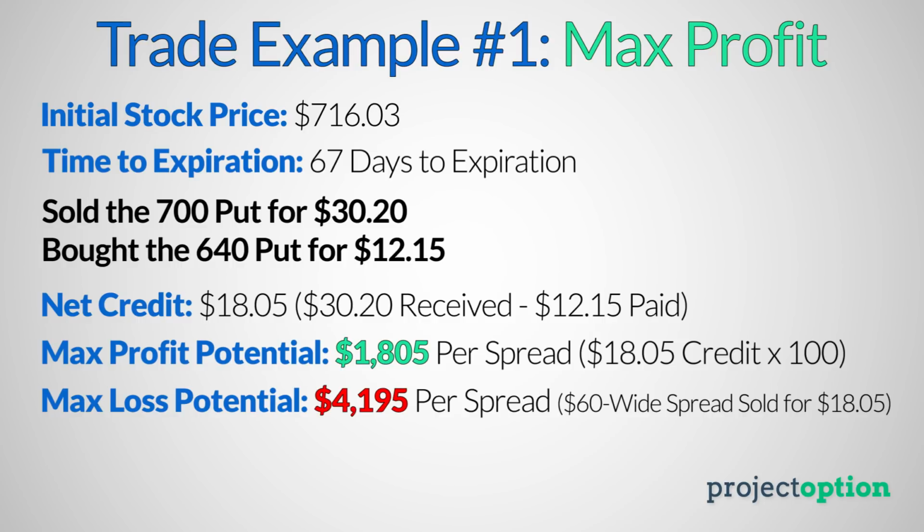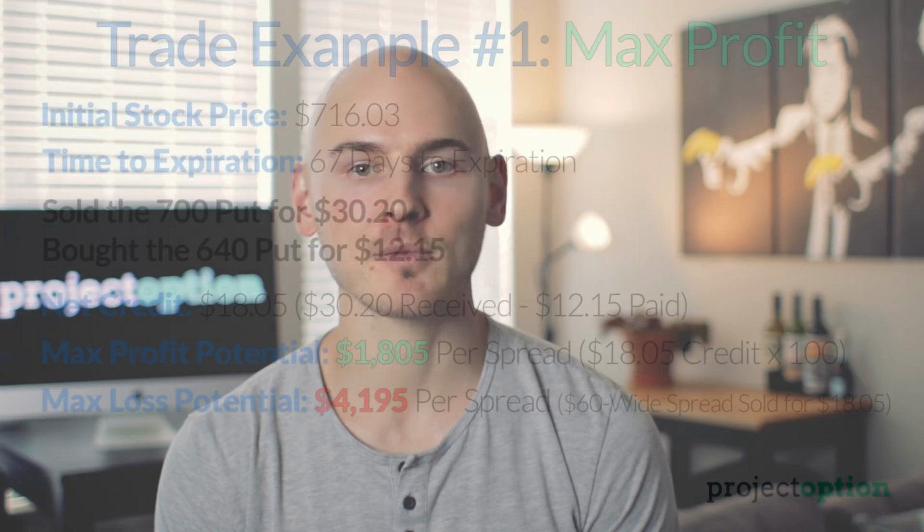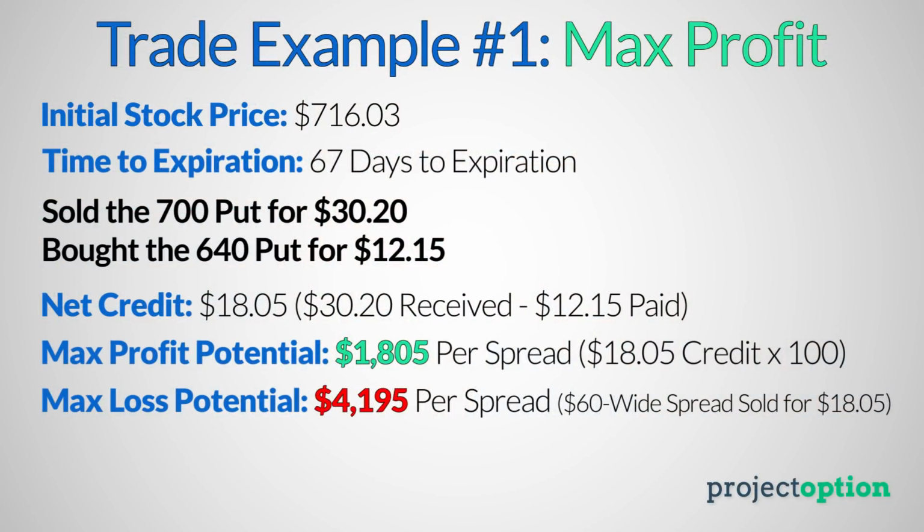The maximum loss potential in this case is $4,195, and that's because the spread width is $60 and I sell the spread initially for $18.05. If I sell a 60-point wide spread for $18.05, the most the spread can increase against me before reaching its spread width of $60 is $41.95. And when I multiply that by the option contract multiplier of 100, I get a maximum loss potential of $4,195 per put spread sold.